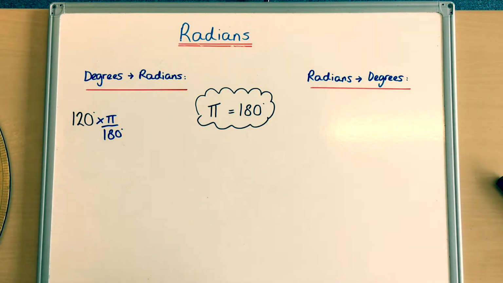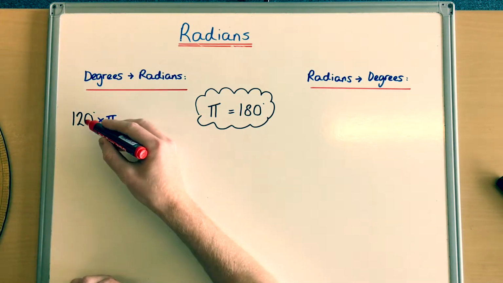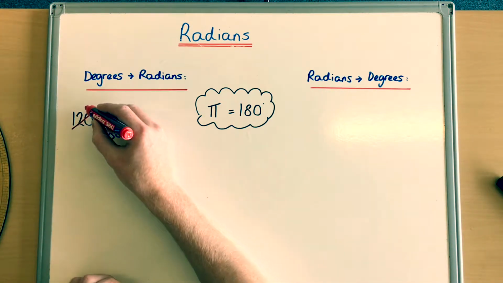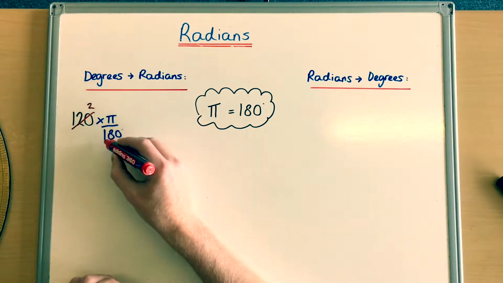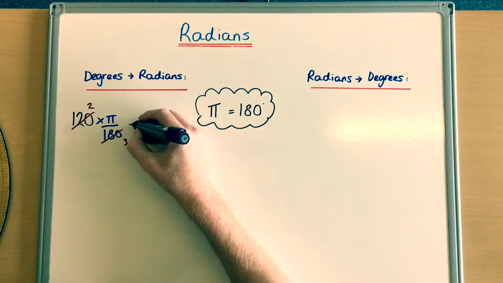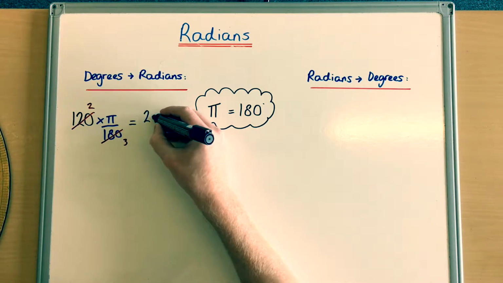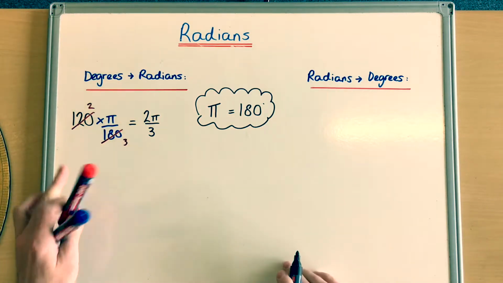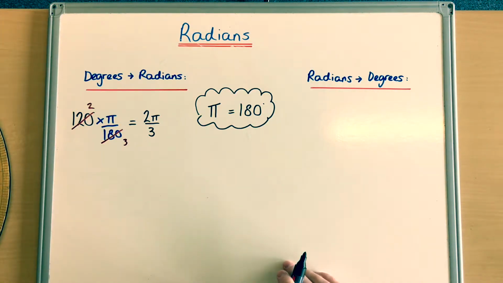Well, first of all, we can do some cancelling. These are both in the 60 times table. 60 goes into 120 twice, and 60 goes into 180 three times. And that leaves me with my answer: 2 times pi, so 2 pi on top, divided by 3. And there we go, 120 degrees is 2 pi over 3 in radians.